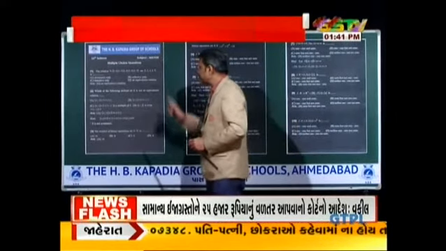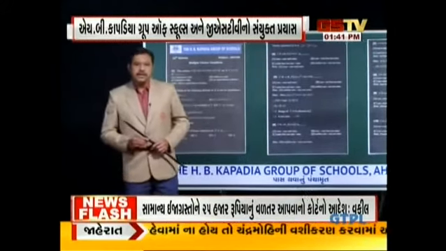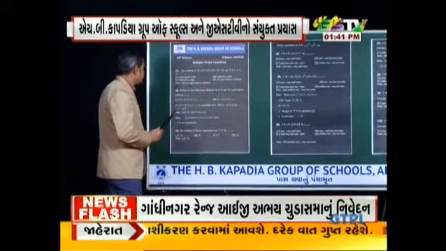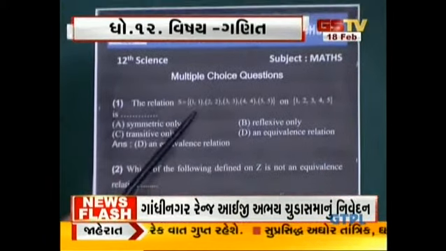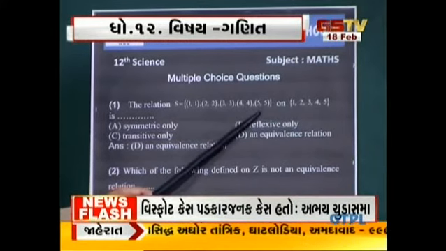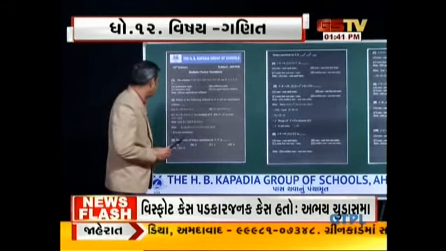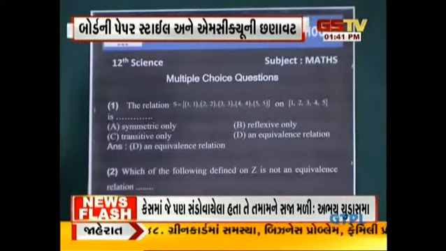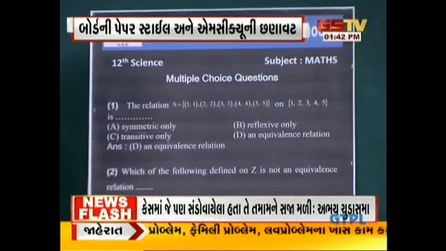Now the first multiple choice question is from chapter number 1, relation and function. The question is this: the relation S is {(1,1),(2,2),(3,3),(4,4),(5,5)} on the given set {1,2,3,4,5}. The options are: symmetric only, reflexive only, transitive only, and an equivalence relation.